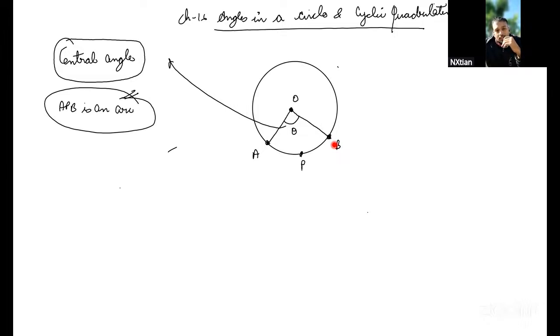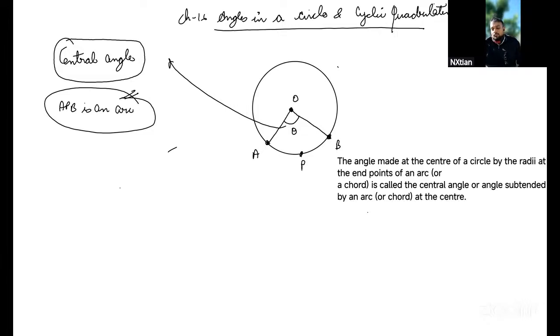Joshua, did you understand? Okay. So I'll write the definition of central angle. I'll just write it down. Okay, so I'll repeat the definition. The angle made at the center of a circle by the radii at the end points of an arc is called the central angle. Do you understand? Yes or no? Okay. So this is called a central angle. Don't write. I'll tell you.